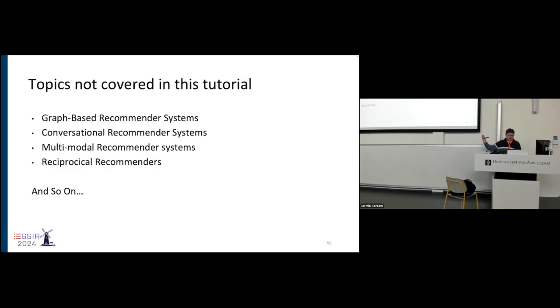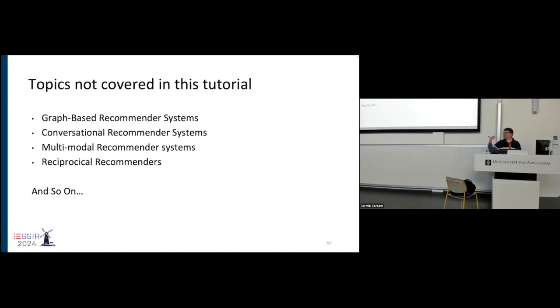As I said, there is a huge number of topics in this domain, and I had to choose. Unfortunately, I wasn't able to cover everything I would like to cover. For example, a very big domain is graph-based recommenders, or multimodal, or conversational, even though conversational recommenders are probably not that different from conversational search, which was covered in the previous lecture, which is good.